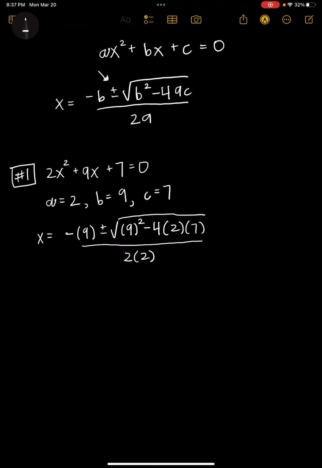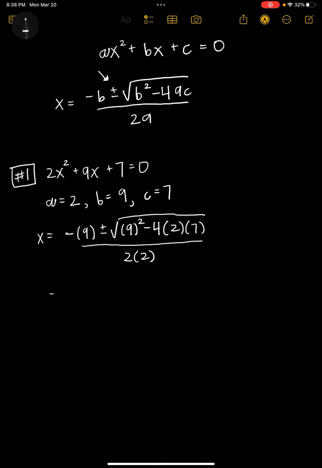Now, here's the deal. Potentially, we could plug this into a calculator straight through, and it would give us an answer. The way that I want you to try and do this, mostly because some of your answers might be imaginary, is to simplify this a little bit by hand. You can use your calculator for sure, but we're going to simplify it in chunks.